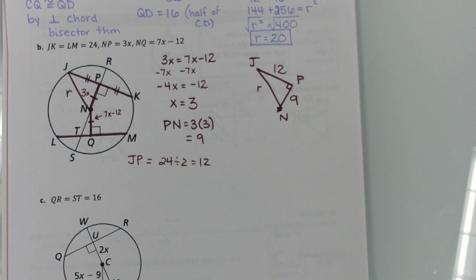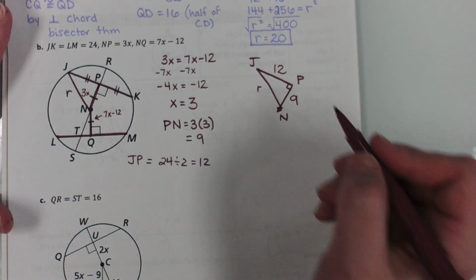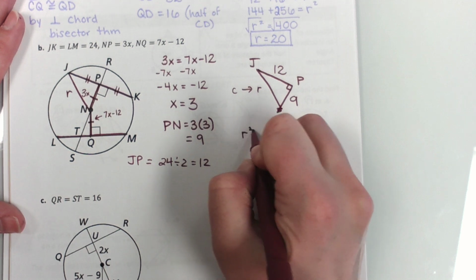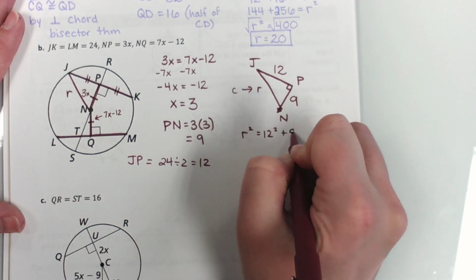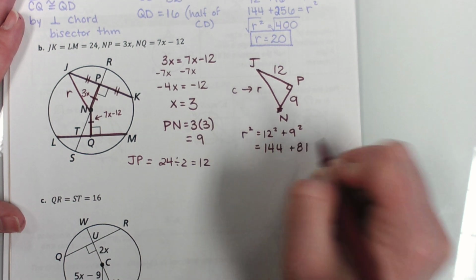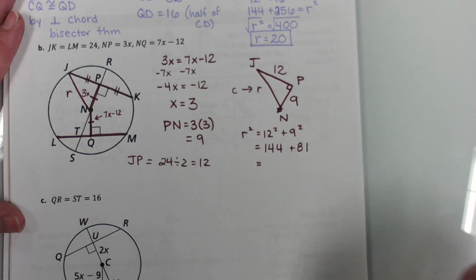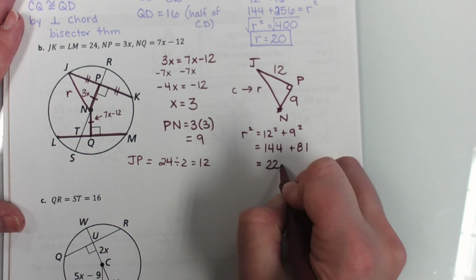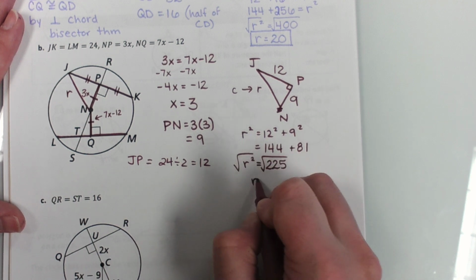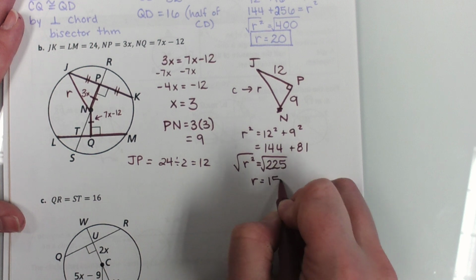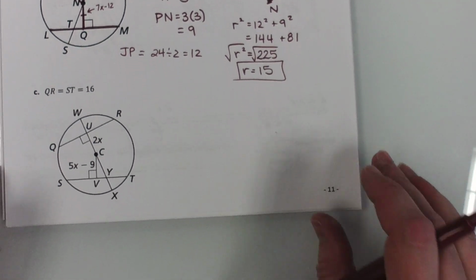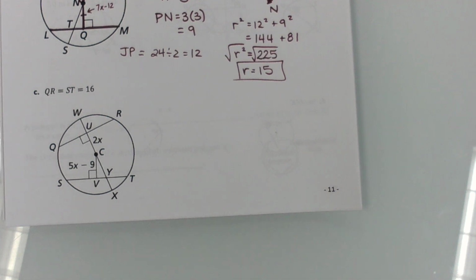Pythagorean theorem, which side's the hypotenuse? R. So, R squared equals 12 squared plus 9 squared. 144 plus 81. 225. To get rid of a square, to take the square root, do I need the plus or minus? No. R is 15. Try the last one on your own.